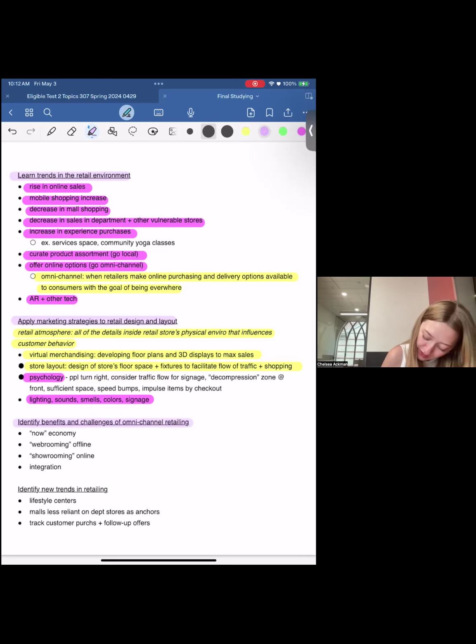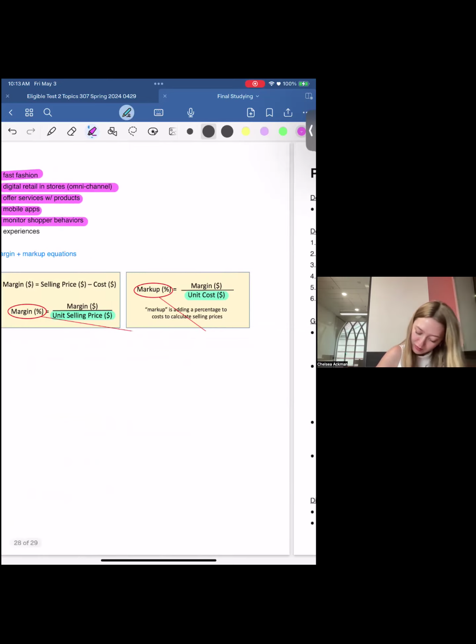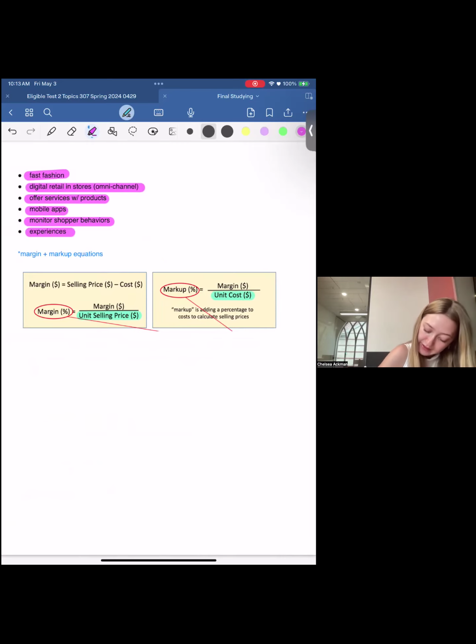Identify benefits and challenges of omnichannel retailing. So it's focused on the now economy, webrooming offline, showrooming online, and just having general integration. Identify new trends in retailing. These are things like lifestyle centers, malls being less reliant on department stores as anchors, and you can track customer purchases and offer follow-up. There's also fast fashion, digital retail in stores through omnichannel, offer services with products, mobile apps, monitoring shopper behaviors, and having experiences.